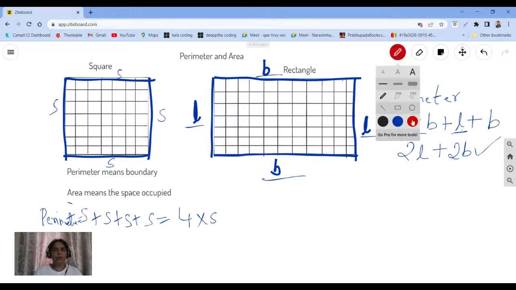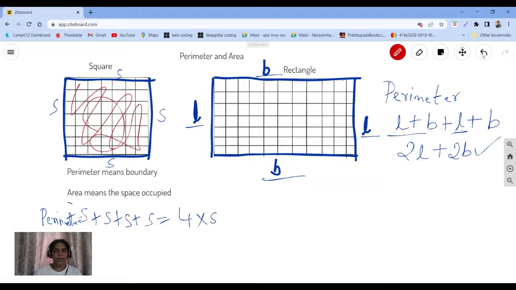Now let's talk about the area. Area means, what did I tell you? It is the space inside, right? Now, space inside means we have to see, let's say if we have taken small boxes. This square is made up of small boxes. Each box is, say, 1 centimeter in length, okay? So 1 centimeter, 1 centimeter, 1 centimeter, like that.